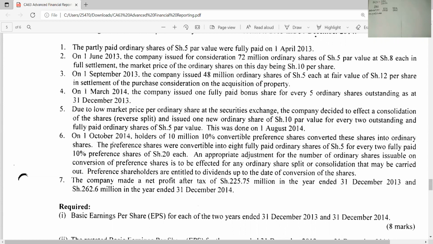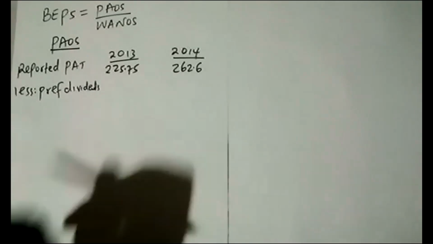So the converted, remember, occurred in 2014 and it's just 10 million. Which means that up to the date of conversion, that is 9 months, from January to 1st October, so from January to the end of September. So that is 9 months. So I will take the unconverted.